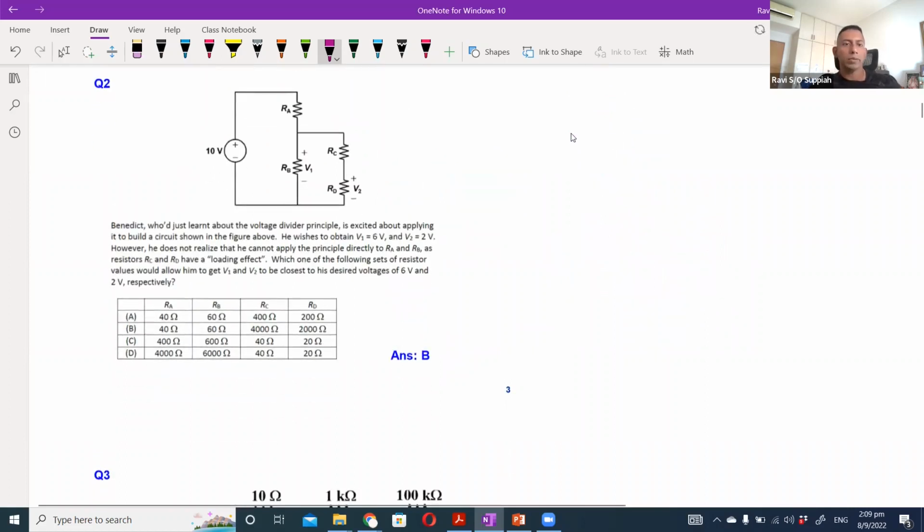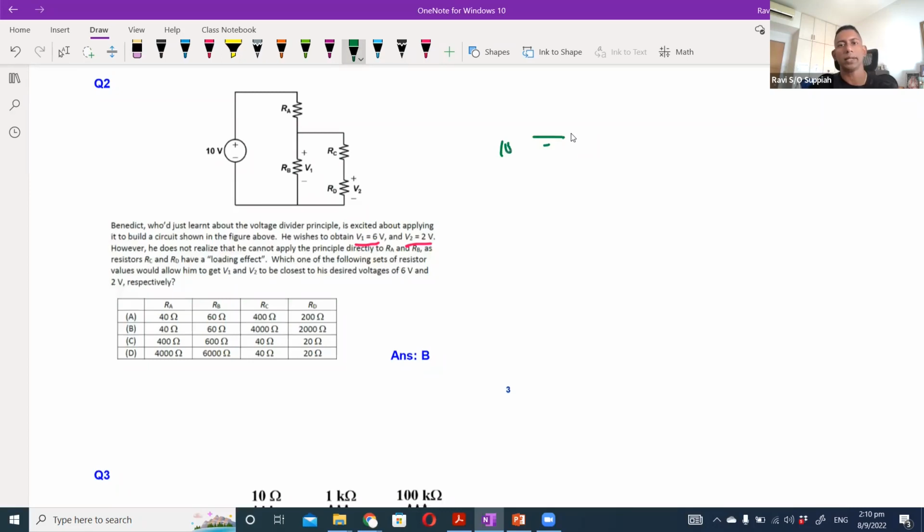Okay, so here we have another circuit. You have RA and RB in series, and parallel to RB, we have another 2 resistors. What we want is to make a voltage divider such that V1 is 6 volts and V2 is 2 volts. All right. So of course, if you just think of it as just RA and RB.